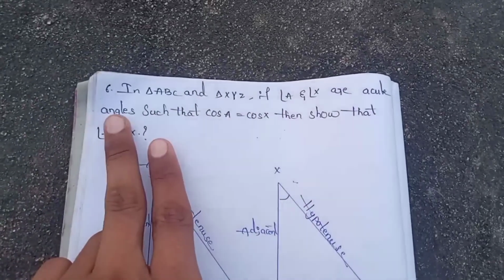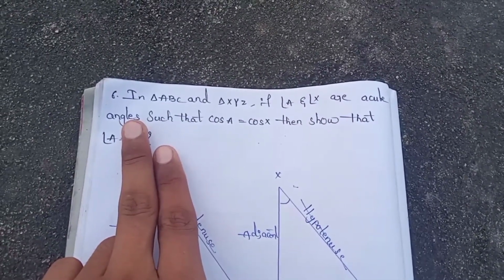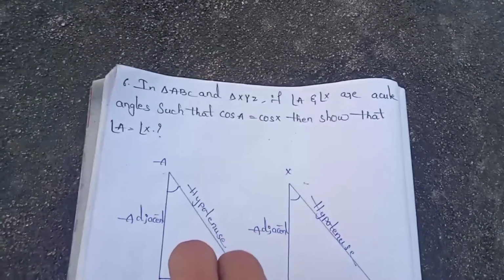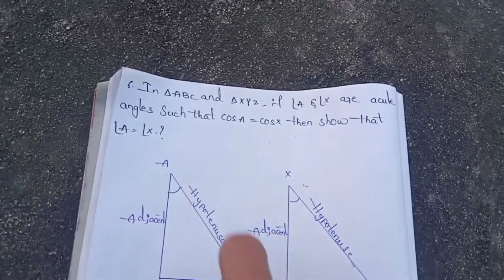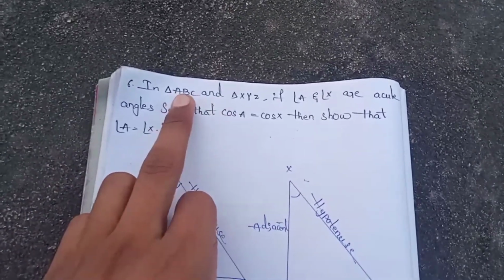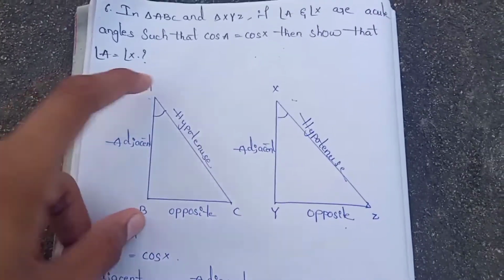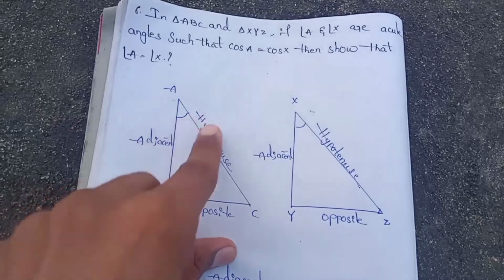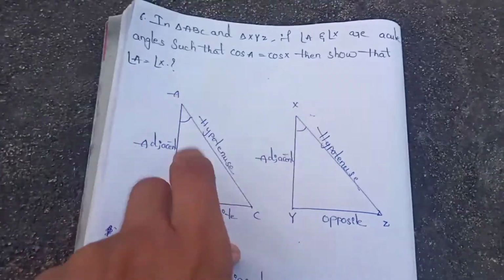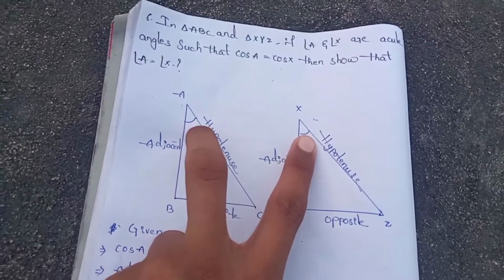Acute angles are angles which measure less than 90 degrees. Based on this information, we have to draw triangles. Which triangles? ABC and XYZ. See, this is triangle ABC and this is triangle XYZ. Understand? See, this A and X are acute angles because they are less than 90 degrees. So these are acute angles.